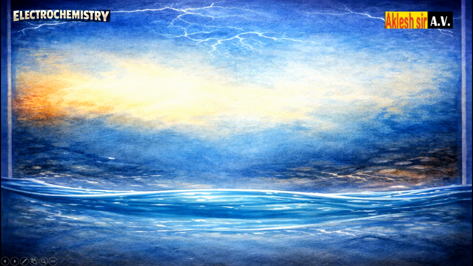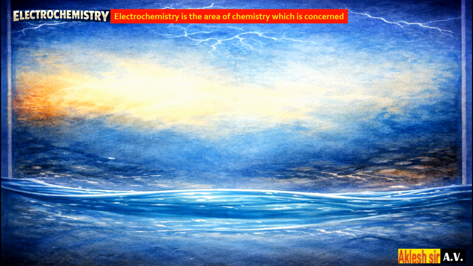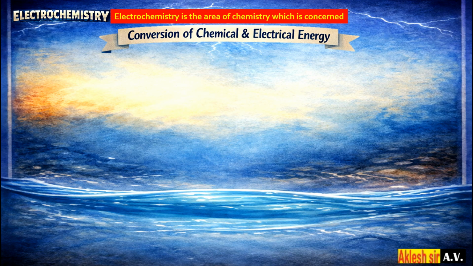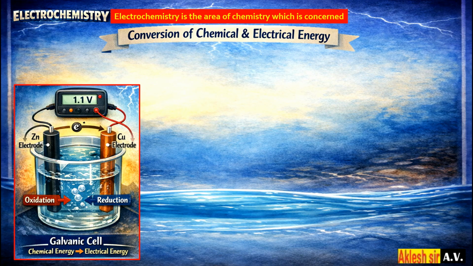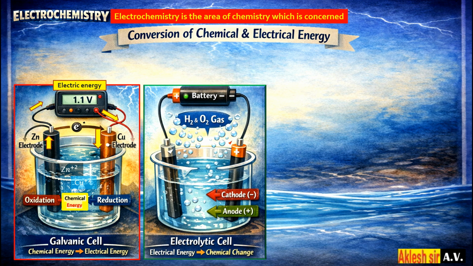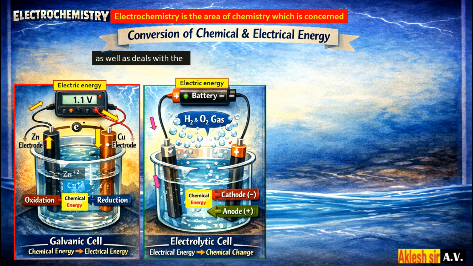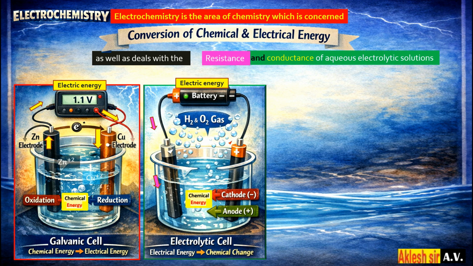Definition of electrochemistry. Electrochemistry is the area of chemistry which is concerned with interconversion of chemical and electrical energy. Here in galvanic cell, chemical energy is converted into electrical energy, and in electrolytic cell, electrical energy is converted into chemical energy. Electrochemistry also deals with resistance and conductance of aqueous electrolytic solutions.